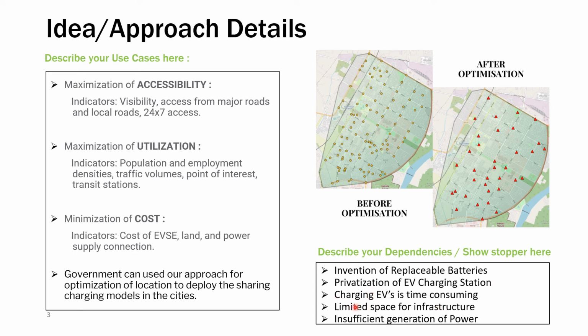Then charging EVs is definitely time consuming, and infrastructure space is limited. We are living in India, so definitely infrastructure is always a problem. But we have solved it because we are using petrol pumps and gas stations, which are pre-built infrastructure. Insufficient generation of power is also covered, as we have the supply connection and all this. So basically, this was our idea, and let me move to the last end.